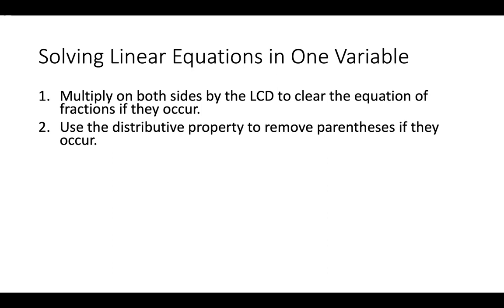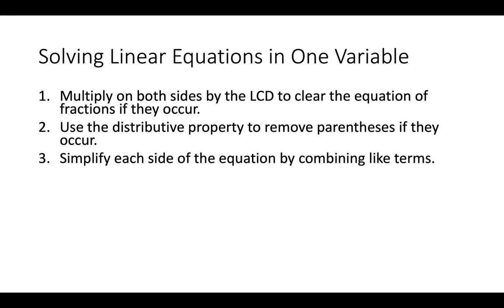Step 2, we'll use the distributive property to remove parentheses if they occur. So look on both sides of the equation, see if there are any parentheses. And if there are, you should be able to get rid of them by using the distributive property. Step 3, simplify each side of the equation by combining like terms. In other words, look for like terms on the left side and look for like terms on the right side. Left side and right side separately.